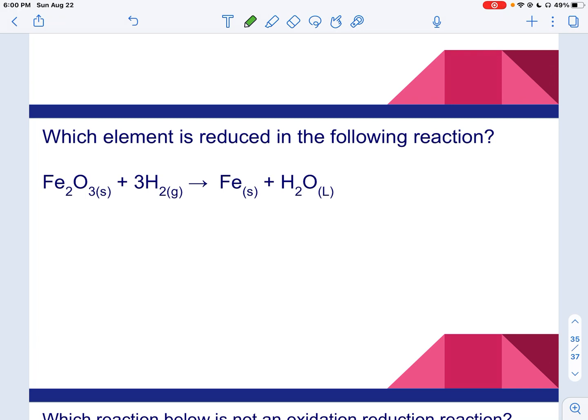So now I'm going to do the same thing, except this time I'm looking for which element is reduced. So here we have hydrogen in its elemental form, iron in its elemental form. Oxygen is -2, so that means we have -6 here. So iron gets +3 because we have 2 of them. And then we have -2 and +1 here. So which one goes down? Oxygen stayed the same, hydrogen went up, and iron went down. So that means iron is reduced.